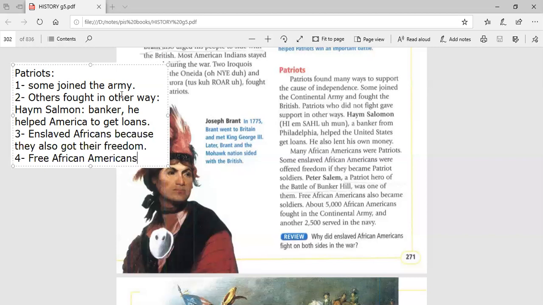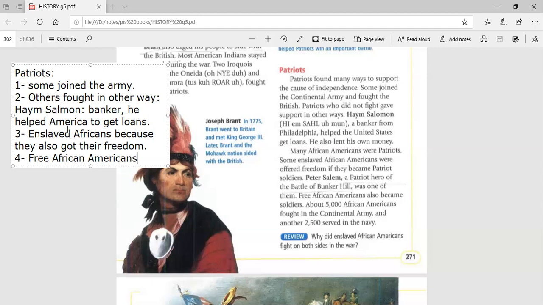Some patriots joined the American army. Other patriots fought, but in other ways. It means that they helped the American army. Like, for example, Haym Salomon, he was a banker and he helped America to get loans from the bank. Okay, some enslaved Africans, exactly. I told you that some of the enslaved Africans got their freedom from Britain and the other half got their freedom from the Patriots. Okay, so they were divided into two halves.